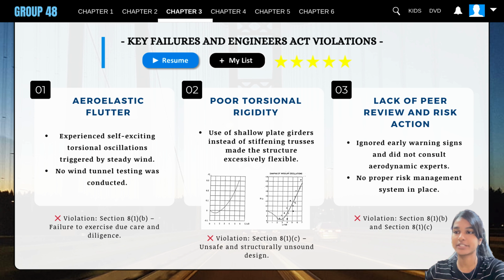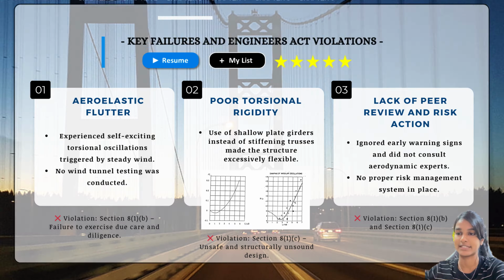It was neither predicted nor tested, violating Section 8(1)(b) on due diligence. Next, the bridge's shallow girders led to poor torsional stiffness, making it overly flexible, earning the nickname "Galloping Gertie". This breached Section 8(1)(c) on structural safety. Lastly, early warning signs were overlooked and no expert consultation took place, violating Section 7(b) on public safety responsibility. The figure here illustrates how increased wind speed caused negative damping and instability, stressing the need for proper aerodynamic analysis.